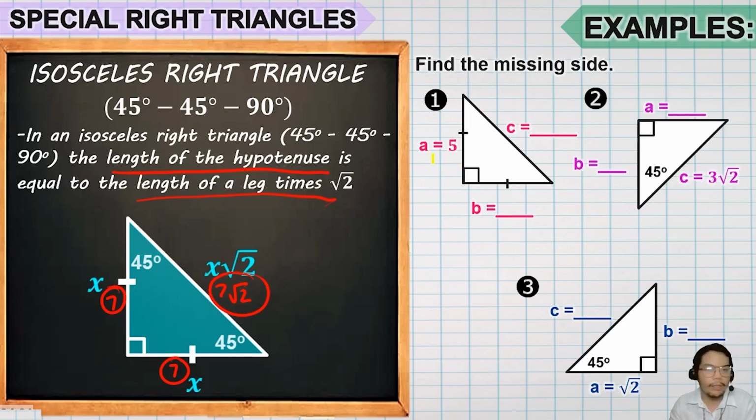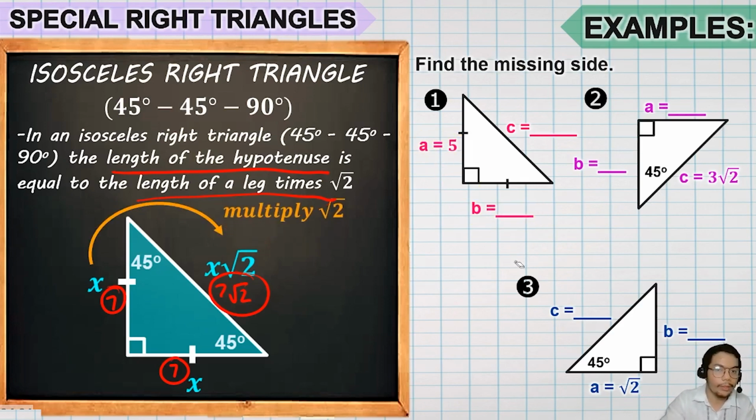So first, if the measurement of one of the legs is 5, wherein A is equal to 5, what do you think is the measurement of B? So, since this one is an isosceles right triangle, kung ang sukat ng isang leg mo ay 5, the other leg also will measure equivalent to 5. Ayan. So, very good. The correct answer, B is equal to 5.